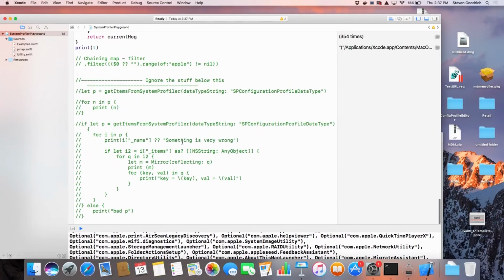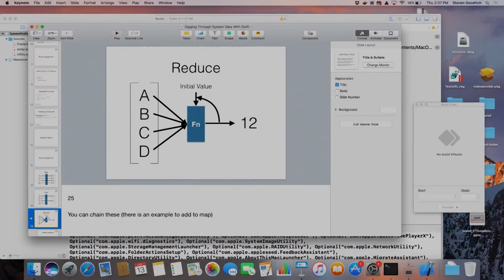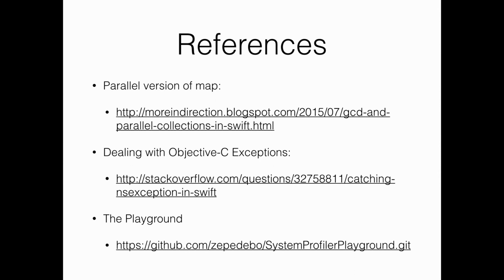So that's hopefully an introduction on how all this stuff works. I had originally planned on talking about the PMAP next, but I already talked about it. So these are some references. This is where I originally got the code for the parallel version of map. It was actually originally written for Swift 2. I had to do some work on it to get it to work with Swift 3.